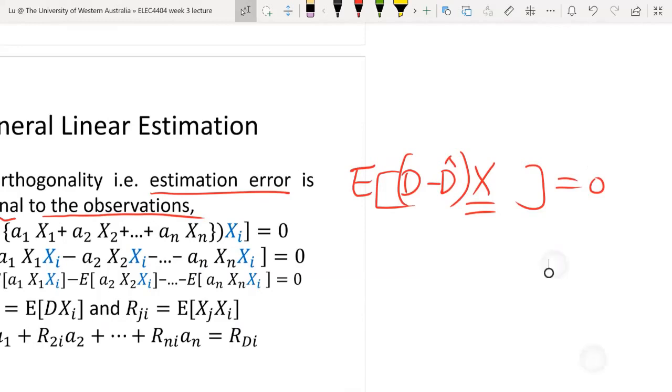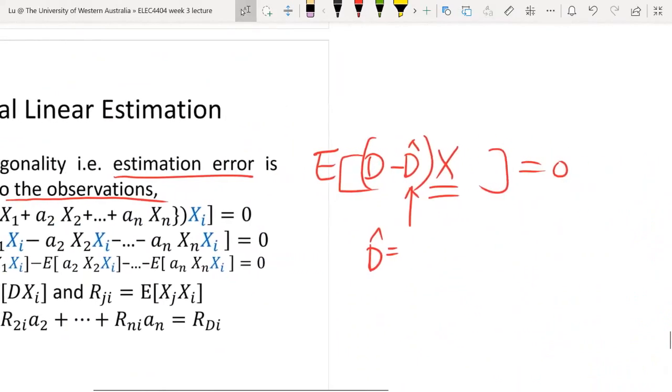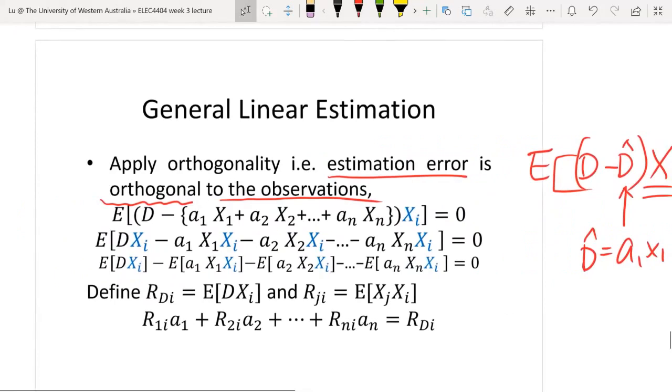And in this part, we have said the d hat, our estimation, should be the linear combination of the observations. So the d hat is actually equal to, you can just see here, the linear combination of the observations, right? So it's just A1 x1 plus A2 x2, again until we reach the very last one. So we assume there are n observations available. Okay, so this is just the background. And then in this slide, we are trying to simplify this to reach our result.